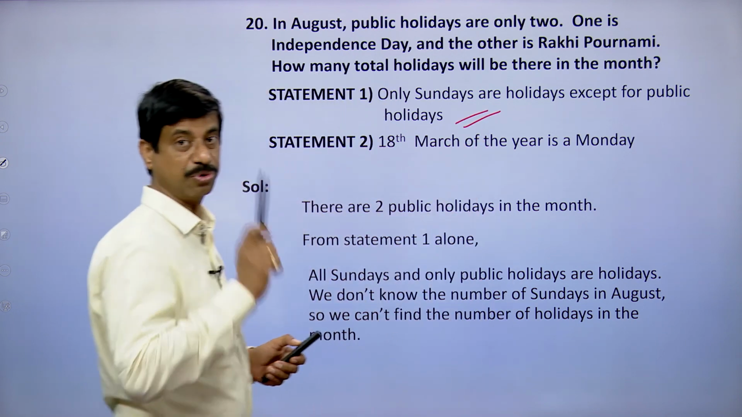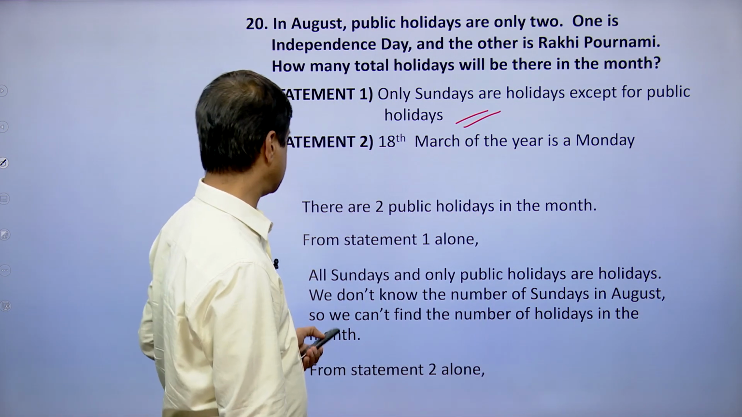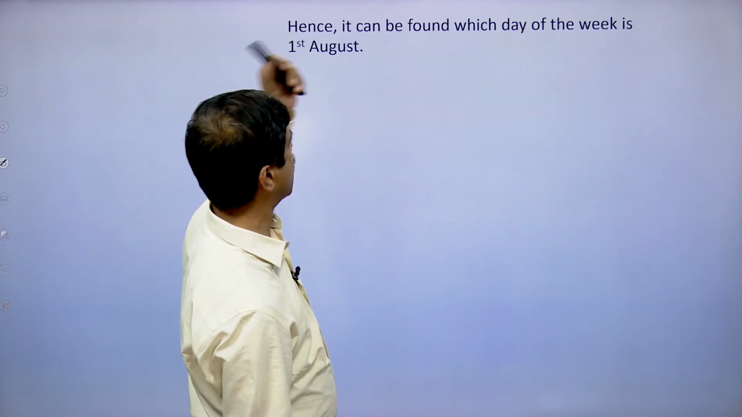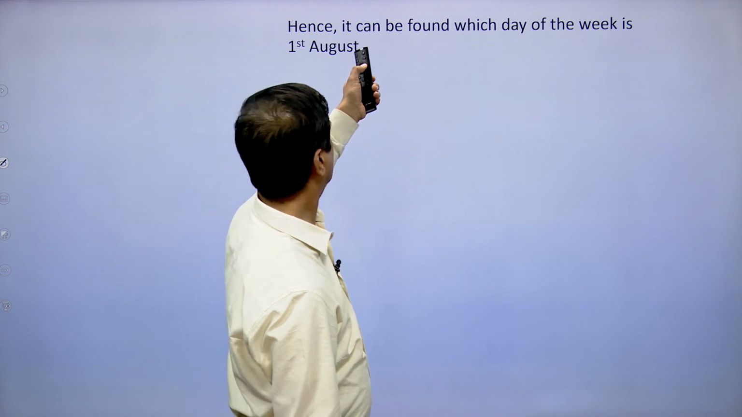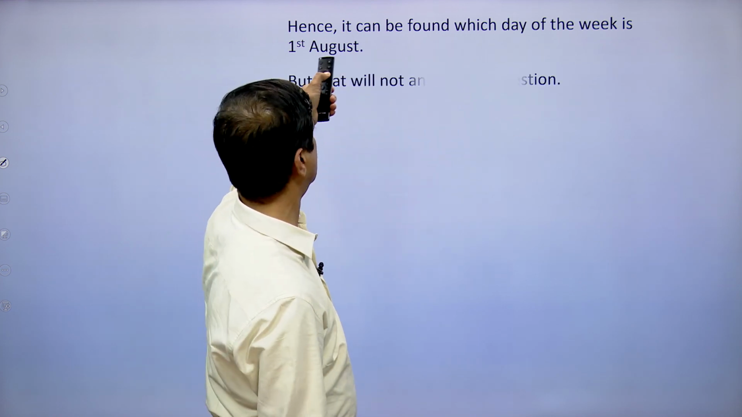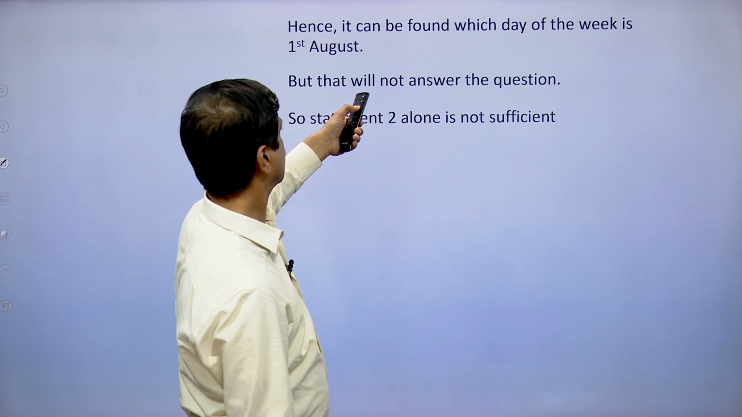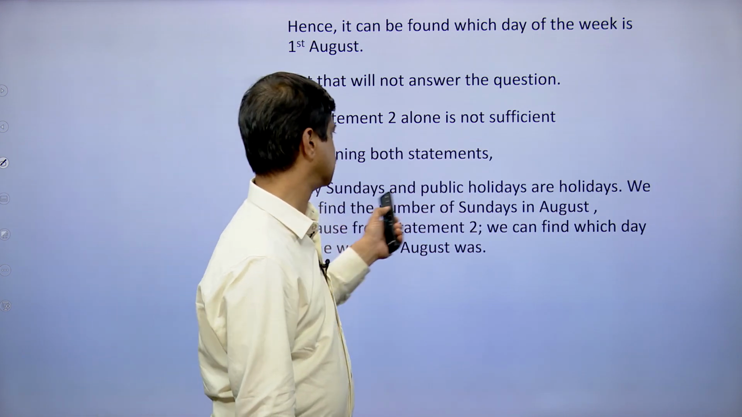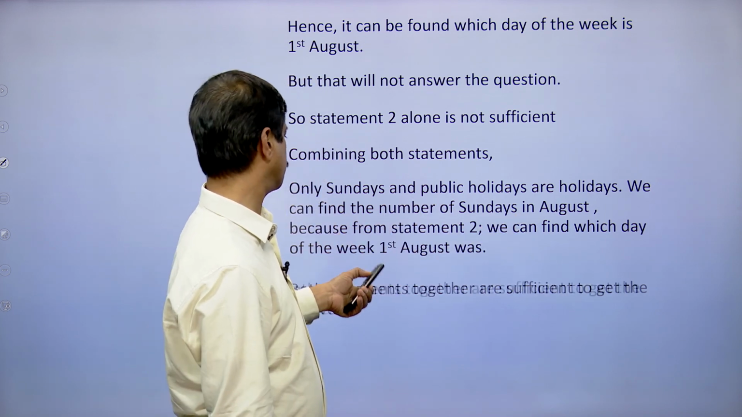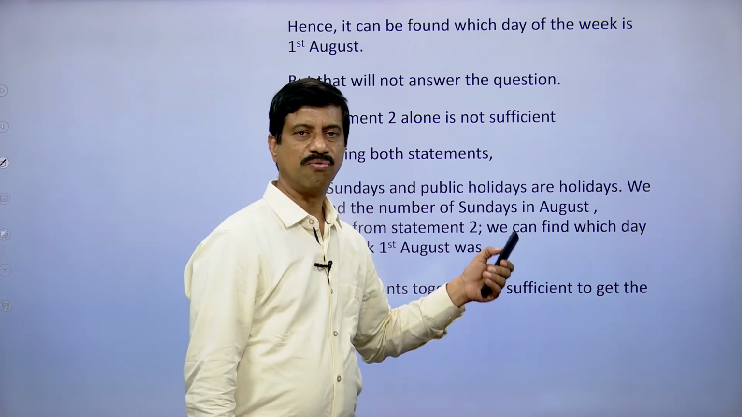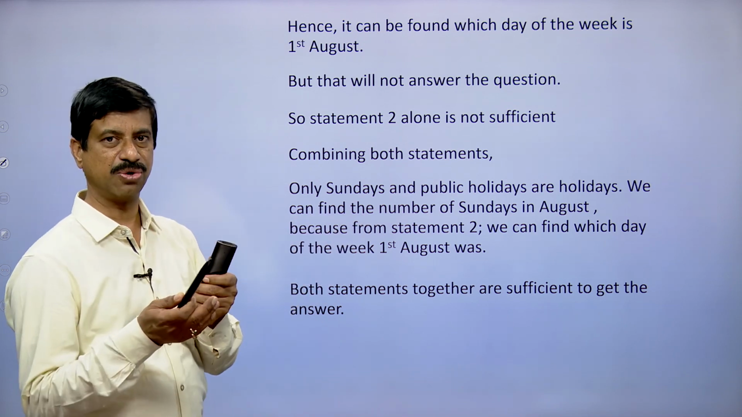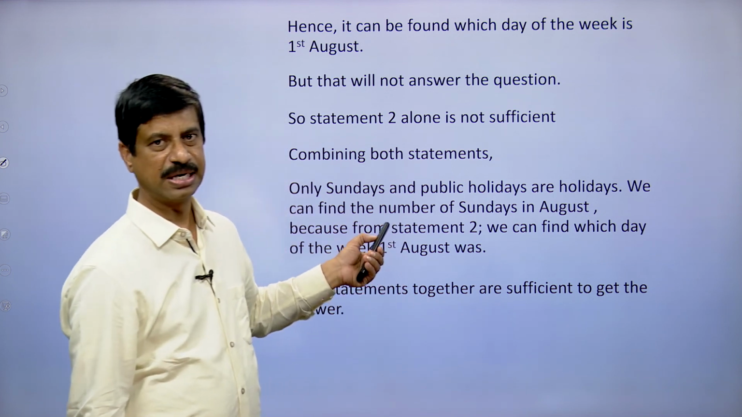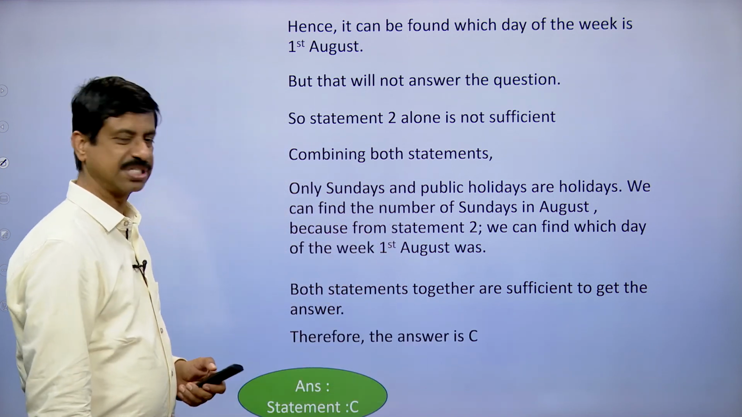If you take the statement alone, children. Now if you combine statement 2, then 18th March is Monday, therefore we can go back and forward and see which days in August are Sundays. So combining both the statements, Sundays and public holidays, we can tell the number of holidays that you get in August. Therefore, both statements together are sufficient to get the data. So it should be option C, right children?